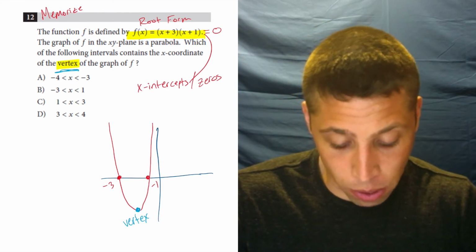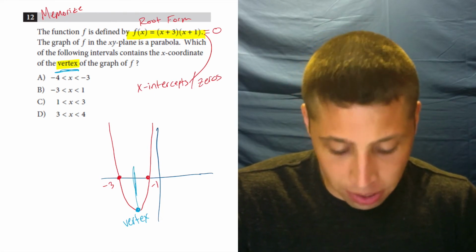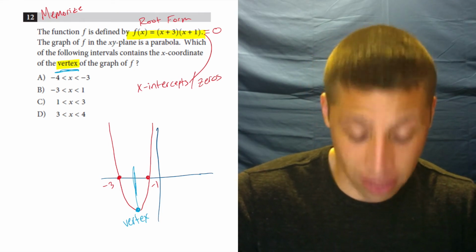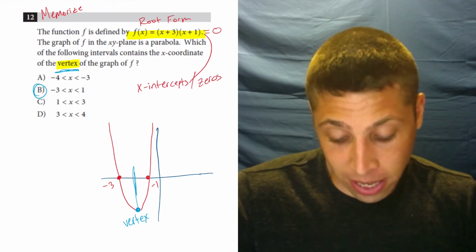So in this case, we don't really need to know about that. We just need to know, well, if this were here, what number would this be between? What range, right? So that's greater than -3. So it's going to be choice B. Greater than -3, less than 1.